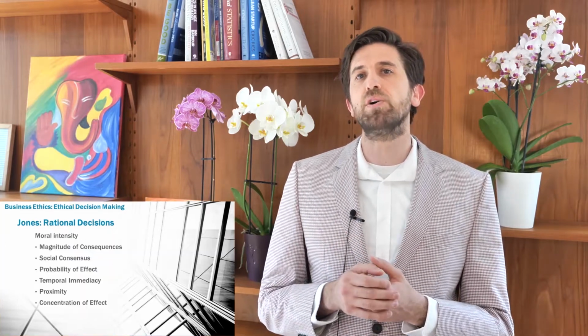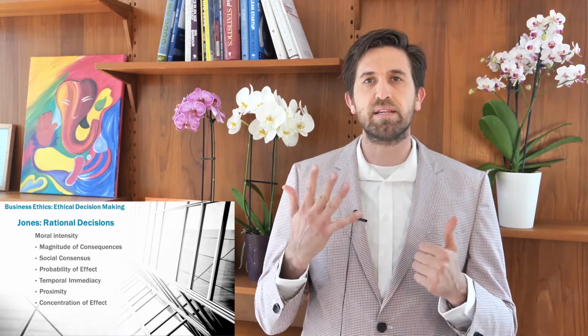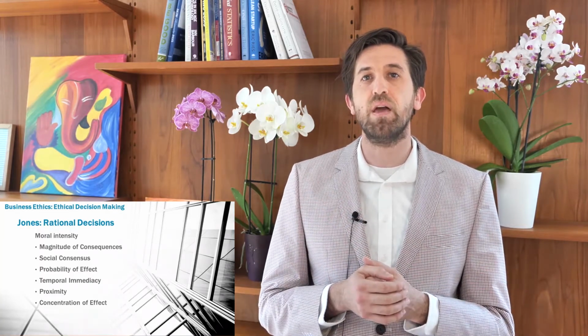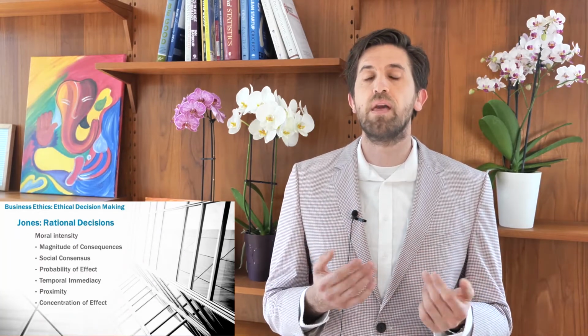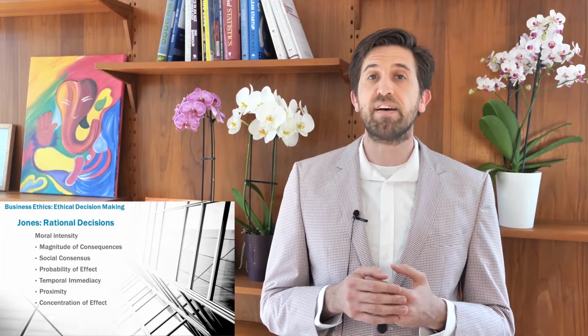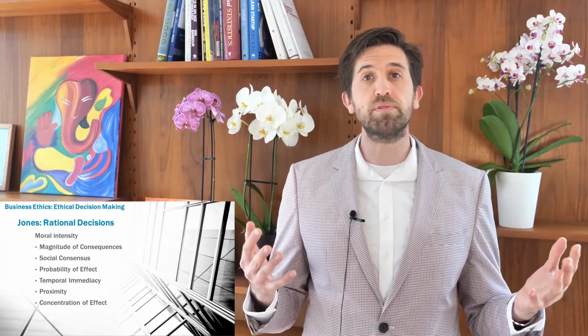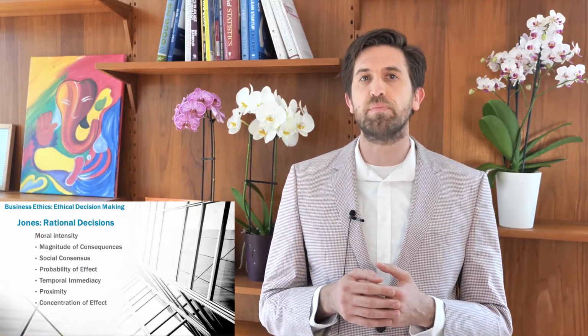Jones specifically postulated that the moral intensity of an act is influenced by 6 factors. First, we have the magnitude of consequences. The magnitude of consequences of the moral issue is defined as the sum of all harms or benefits done to the victims or beneficiaries of the moral act in question.